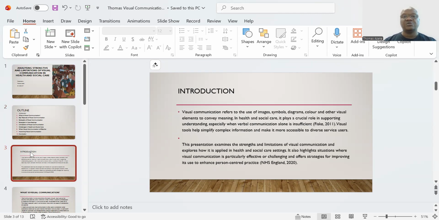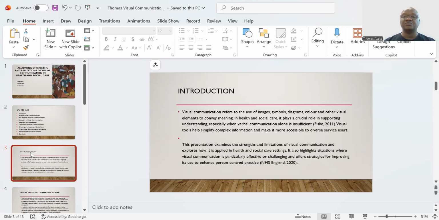Introduction. Visual communication refers to the use of images, symbols, diagrams, colors, and other visual elements to convey meaning in health and social care. It plays a crucial role in supporting understanding, especially when verbal communication alone is insufficient. This presentation examines the strengths and limitations of visual communication and explores how it applies in health and social care settings.